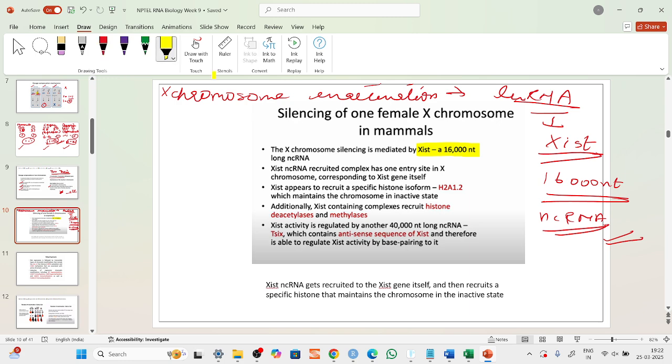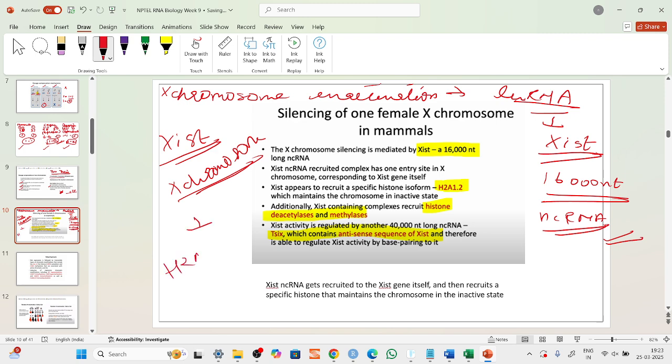Whatever I am marking are the important points. This is also important, and this is also important. I have marked all the important points over here. So XIST appears to recruit a specific histone isoform, H2A1.2. This XIST binds to the X chromosome and then recruits the histone isoform H2A1.2. Now this H2A1.2 maintains the chromosome in the inactive state. Since H2A1.2 is maintaining the chromosome in the inactive state, your X chromosome gets inactivated.